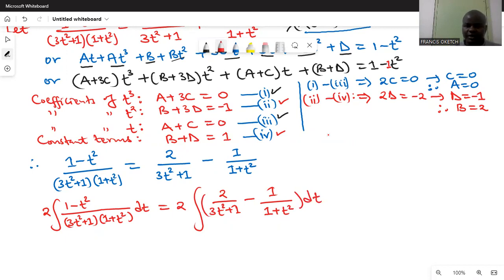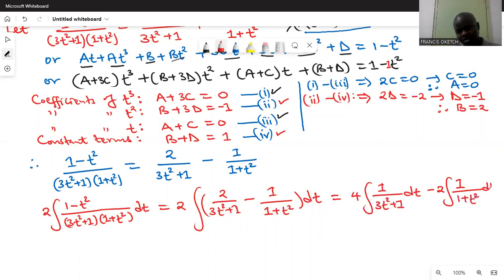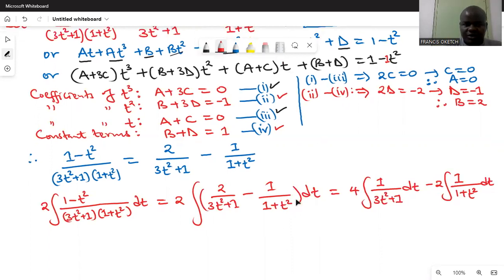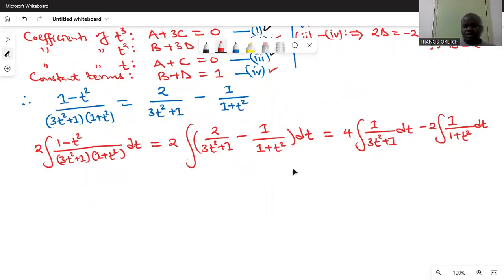So this can be written further as, I want to split them, so I'll have 4 times the integral of 1 over 3t squared plus 1 dt, and the other one we have minus 2 times the integral of 1 over 1 plus t squared dt. And finally, you need to use trigonometric substitution to evaluate those two integrals.